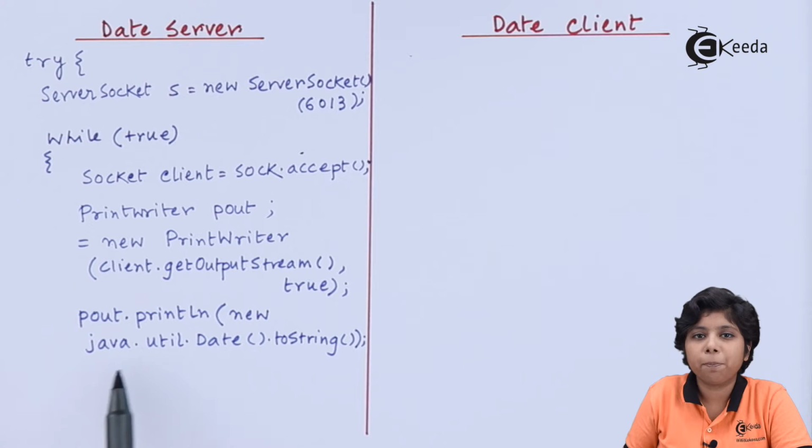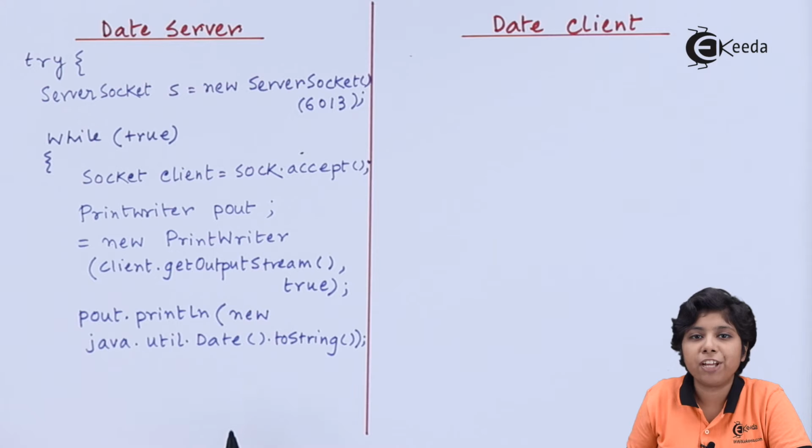Here, we are using the println function of the Pout object so that the current date and time is displayed to the terminal. Using java.util.Date, we are fetching the current date and time, and the toString function is used to convert the current date and time to a string. Now after it has written to the socket, it closes the socket for this client.